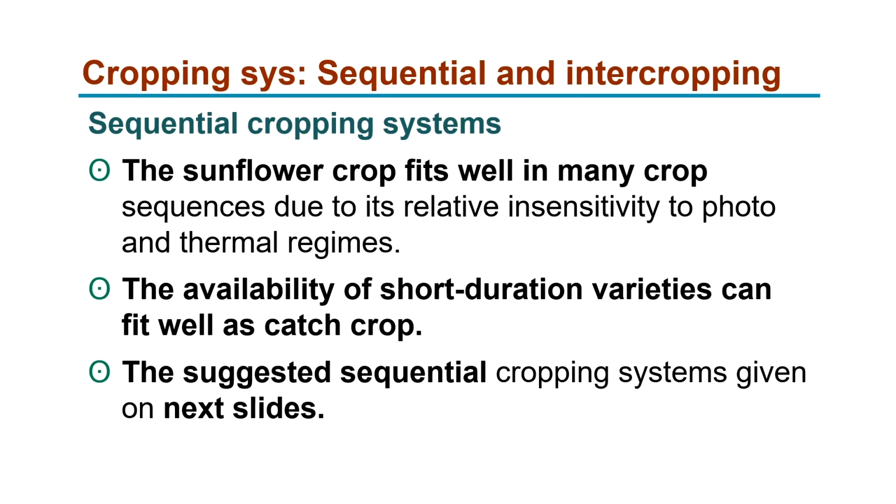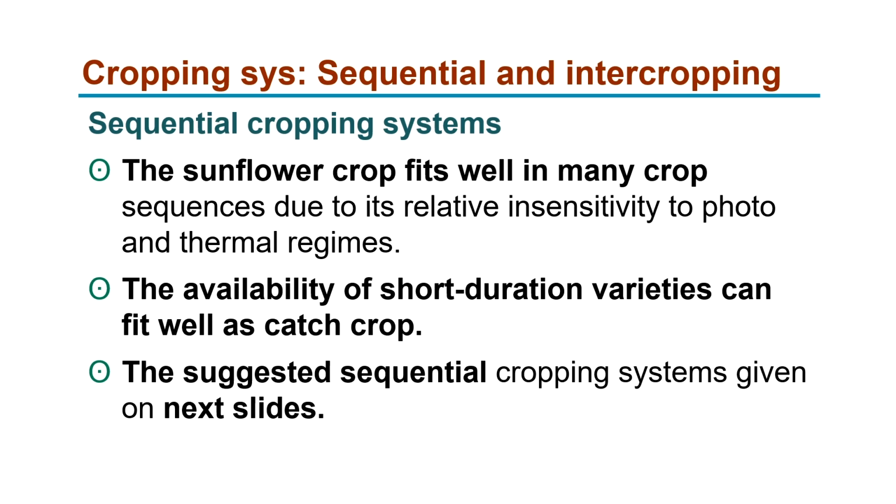Now we go to different cropping systems, and sequential and intercropping systems are available. In sequential cropping system, we can fit the sunflower crop under different crop rotations. So a number of crop rotations exist, and also we can fit the sunflower crop under intercropping systems. So let us discuss the sequential cropping systems for this crop.